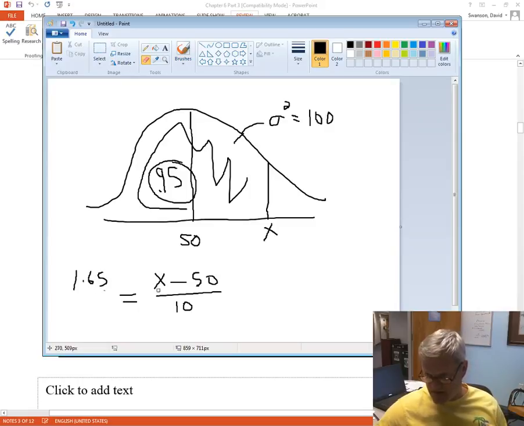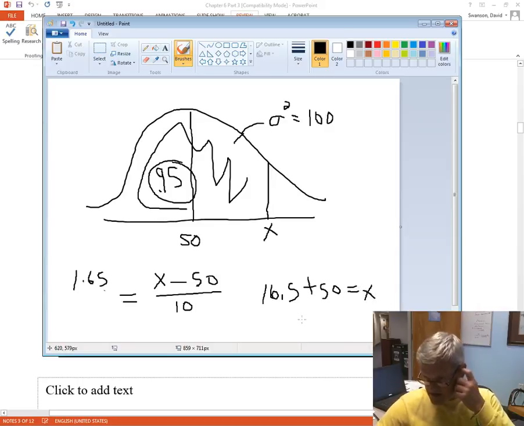So I'm just going to plug in 1.65 for my z, and then I'll solve for x. Simple algebra. Solve for x, and we get 16.5 plus 50 is equal to x. So our barn needs to hold 67 elephants, right? Can't have half of an elephant, so we need to take that into consideration. Our barn would need to hold 67 elephants, and therefore we'd have a 95% probability of always having enough space.